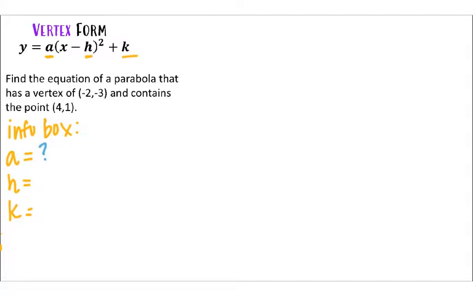But our h value, remember, from vertex form, the first number that you see inside the parentheses is the h value. Remember, it kind of looks like xy. I did this in the last video. We have hk, xy. They align. And I think of it alphabetically: x comes before y, h comes before k. So the first number you see is h. The second number you see is k.